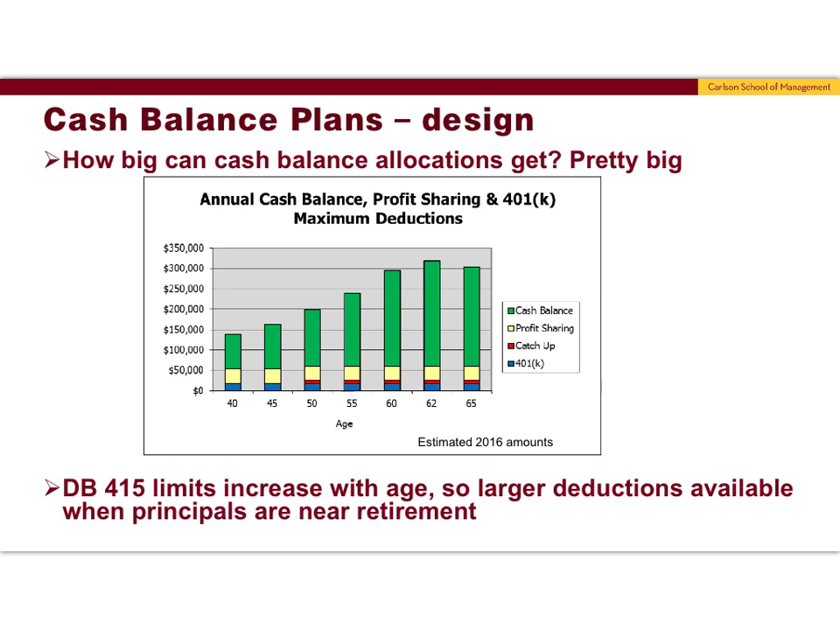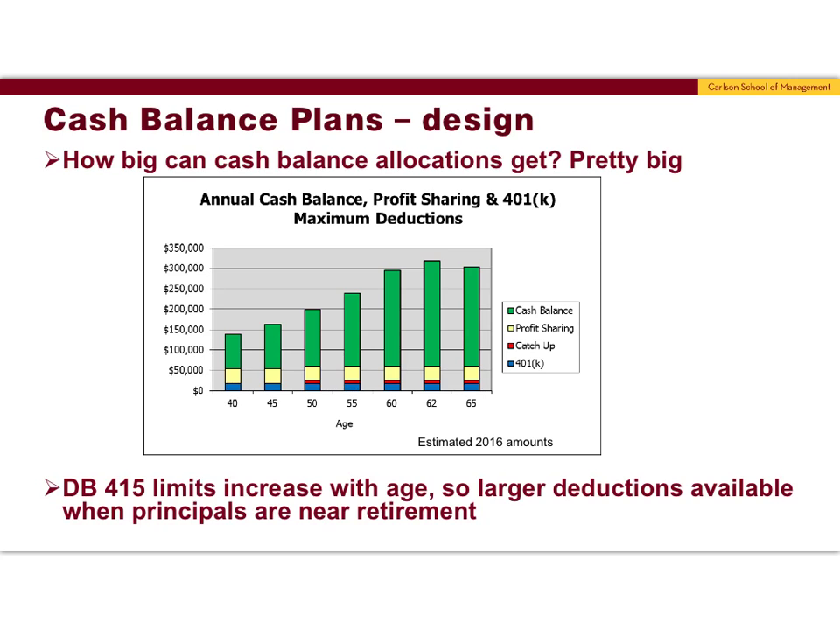So how big can cash balance plan allocations get? Pretty big. The exhibit below illustrates the relative amounts available from a DC plan, like a 401k profit-sharing plan, and a cash balance plan. The blue bars represent the employee 401k deferral amounts. The red bars are the 401k catch-up amounts that are available for participants who are age 50 and older. And the yellow bars represent profit-sharing allocations. In total, the yellow plus blue bars are limited to the DC 415 limit of $53,000 in 2016.